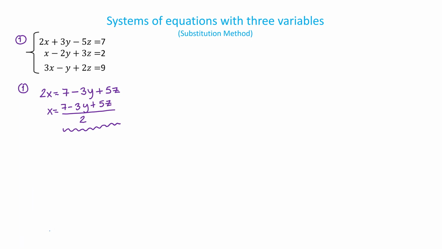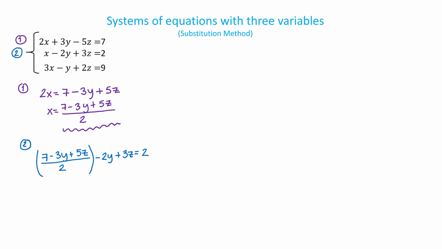So I'm going to now work with equation 2. Okay, but now I'm going to substitute the value of x that I just cleared. So instead of writing x, I'm going to write what x is equal to. And x is equal to 7 minus 3y plus 5c over 2. Okay, that is the value of x that I found in the previous step. But now I'll continue writing equation 2. Equation 2 says that this is x, now minus 2y plus 3c equals 2.